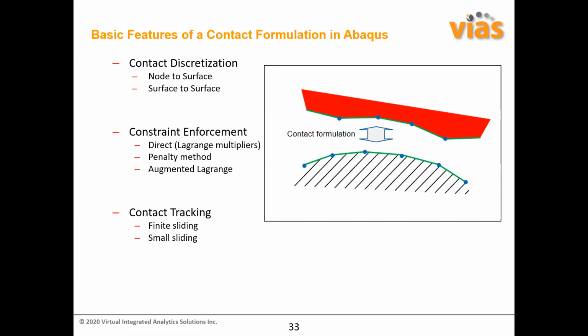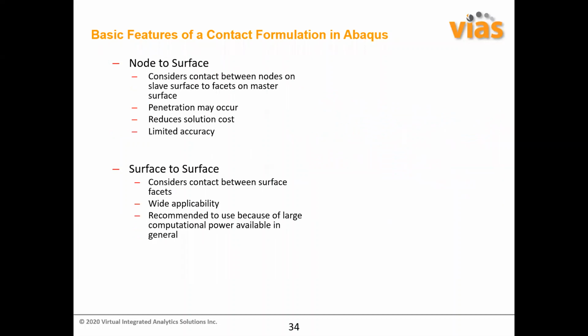Constraint enforcement. How do we mathematically want to formulate the normal contact? There will be a normal force developed between the two bodies, and then there will be a tangential force if there's friction between the two bodies. So mathematically, how is Abaqus going to take care of it? Abaqus provides three main algorithms: the direct algorithm, which is the Lagrange multipliers, the penalty method, and the third one is the augmented Lagrange. And contact tracking, finite sliding or small sliding. So let's talk about all of those aspects.